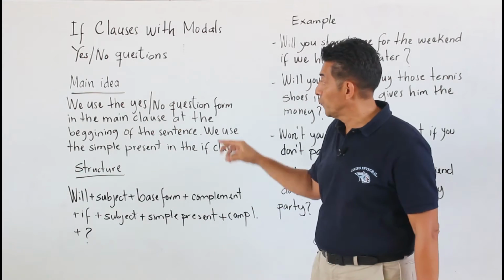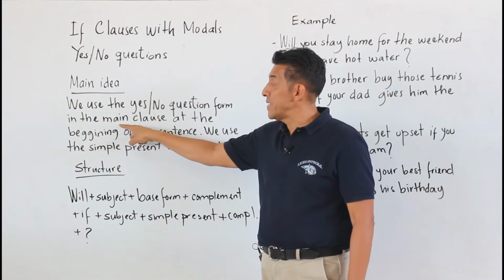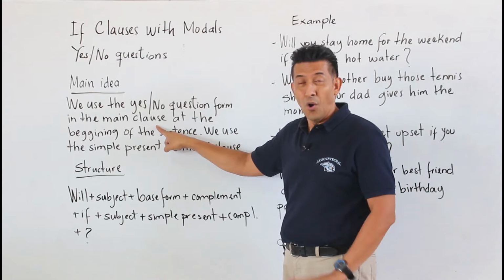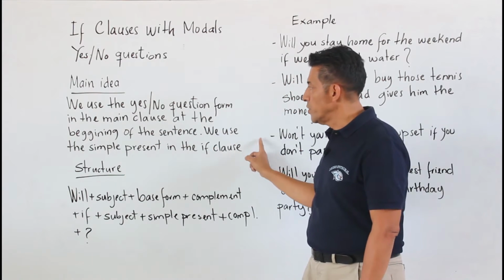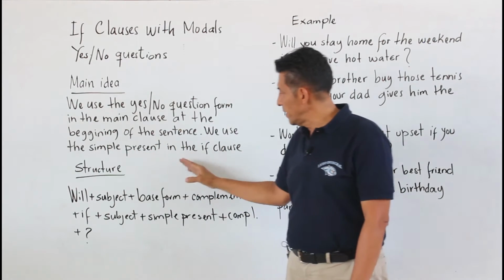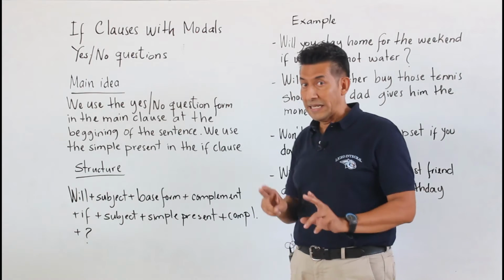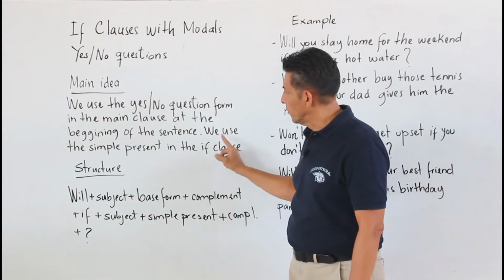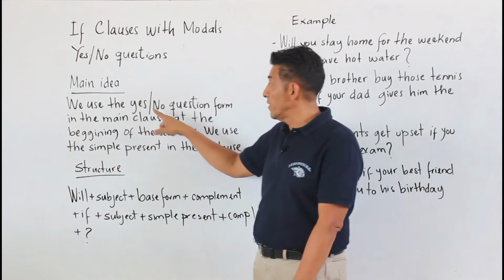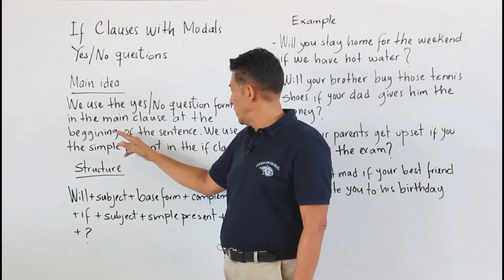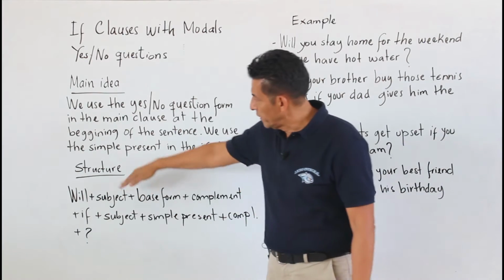Let's read it. We use the yes/no question form in the main clause, always at the beginning of the sentence, and we use the simple present in the if clause. So we have two ideas. First, we use the simple present in the if clause, and we use the yes/no question in the main clause. Just remember, this is the structure.